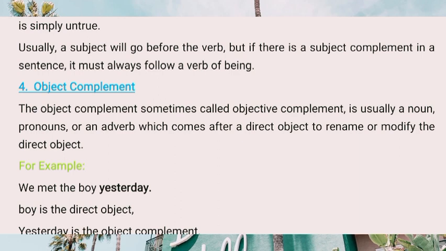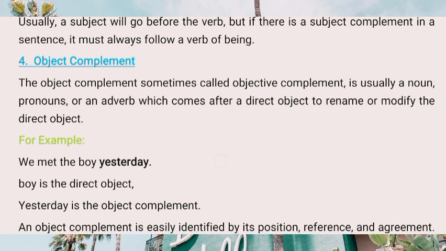The fourth function of the noun in a sentence is object complement. Like I have explained in the case of the subject complement, the object complement, sometimes called objective complement, is usually a noun, pronoun, or an adverb which comes after a direct object to rename or modify the direct object. Like I explained in the case of subject complement, object complement gives more information about the object of that sentence.